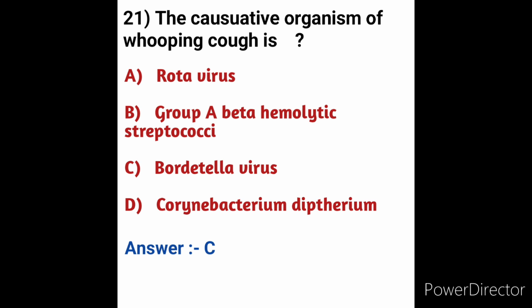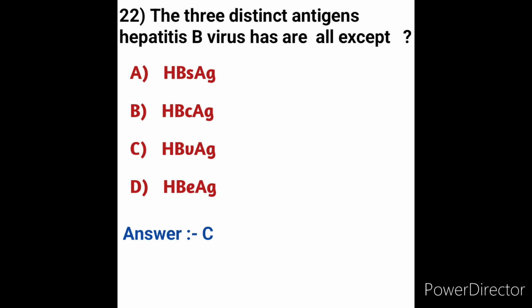We have to know the other options related to the conditions. Here option A, rotavirus, causes diarrhea. Next, what does group A beta hemolytic streptococci mean? The person will get sore throat, skin infection and minor illness. So, the causative organism of whooping cough or pertussis is Bordetella. Option C is the correct answer. Next, move on to question number 22.